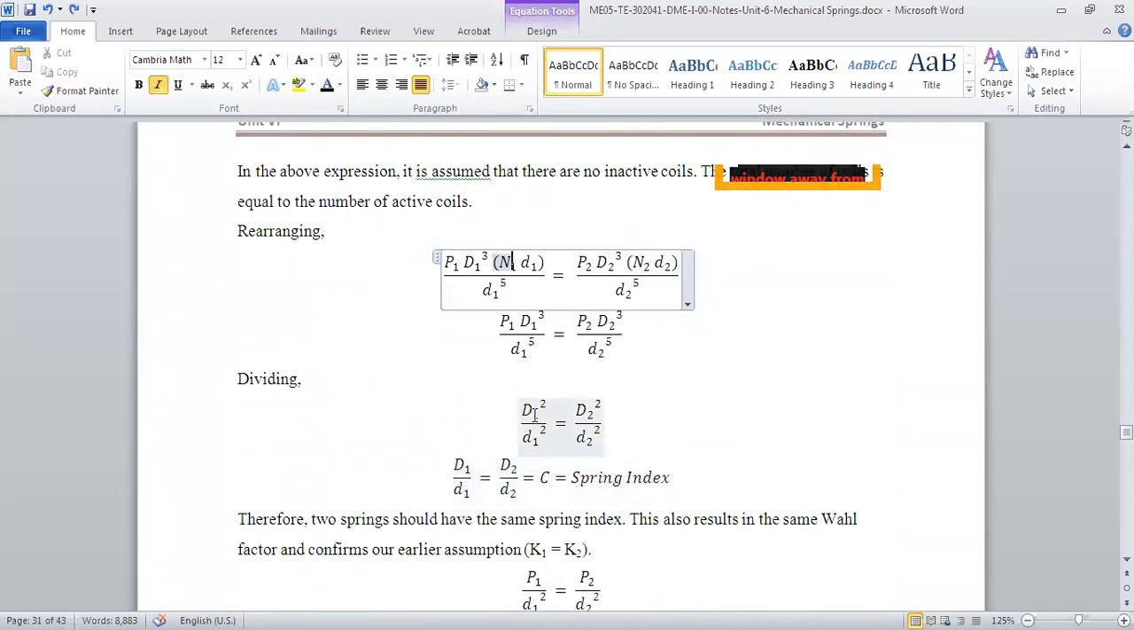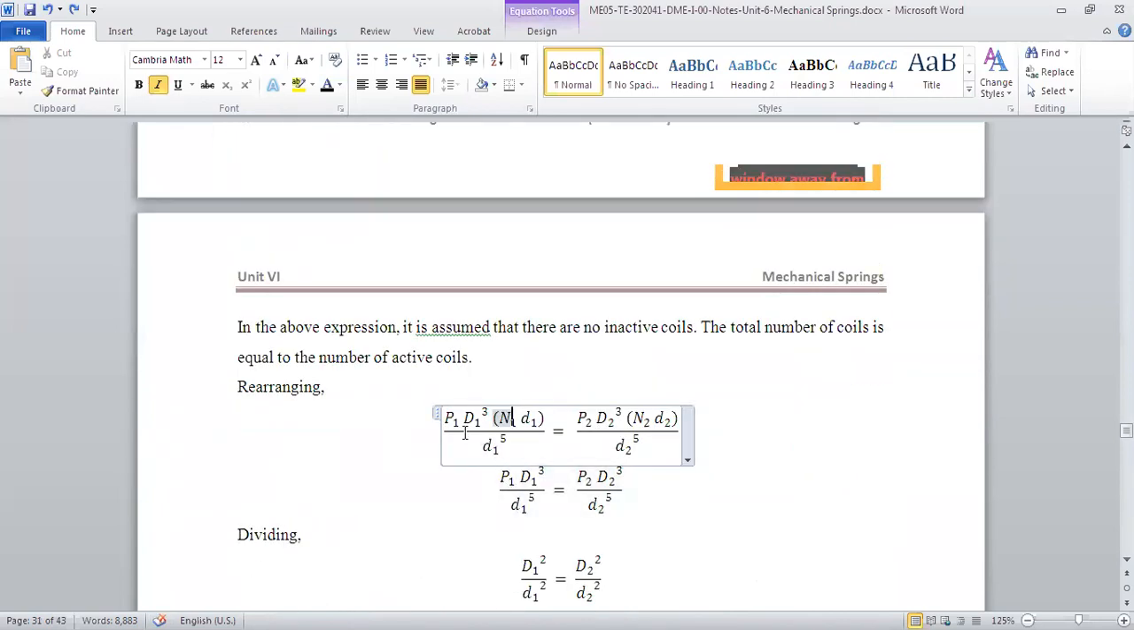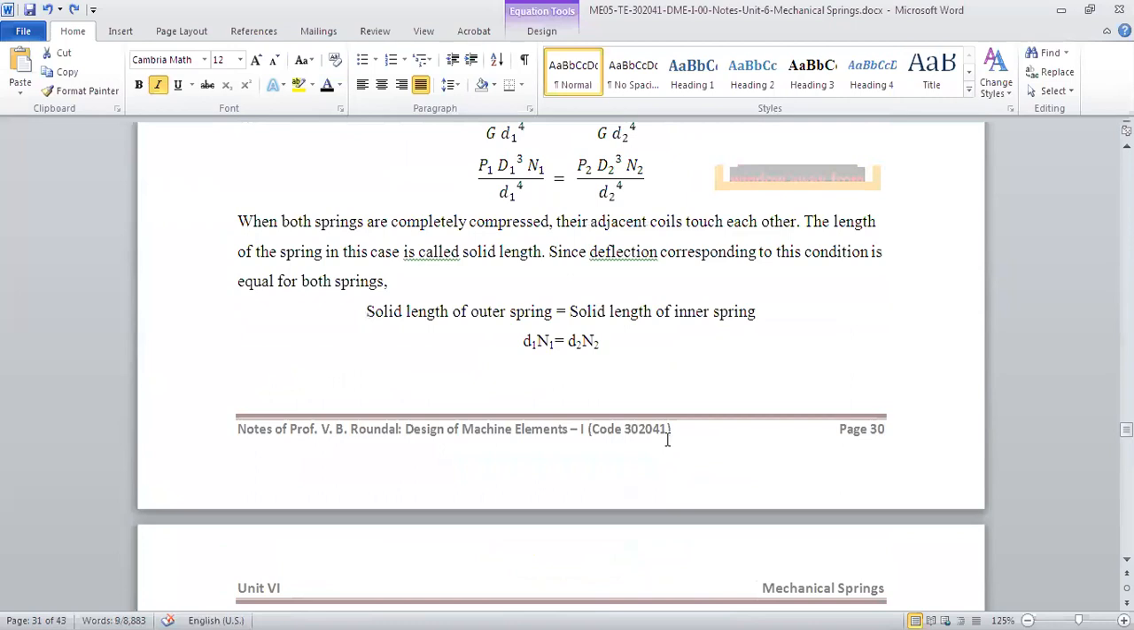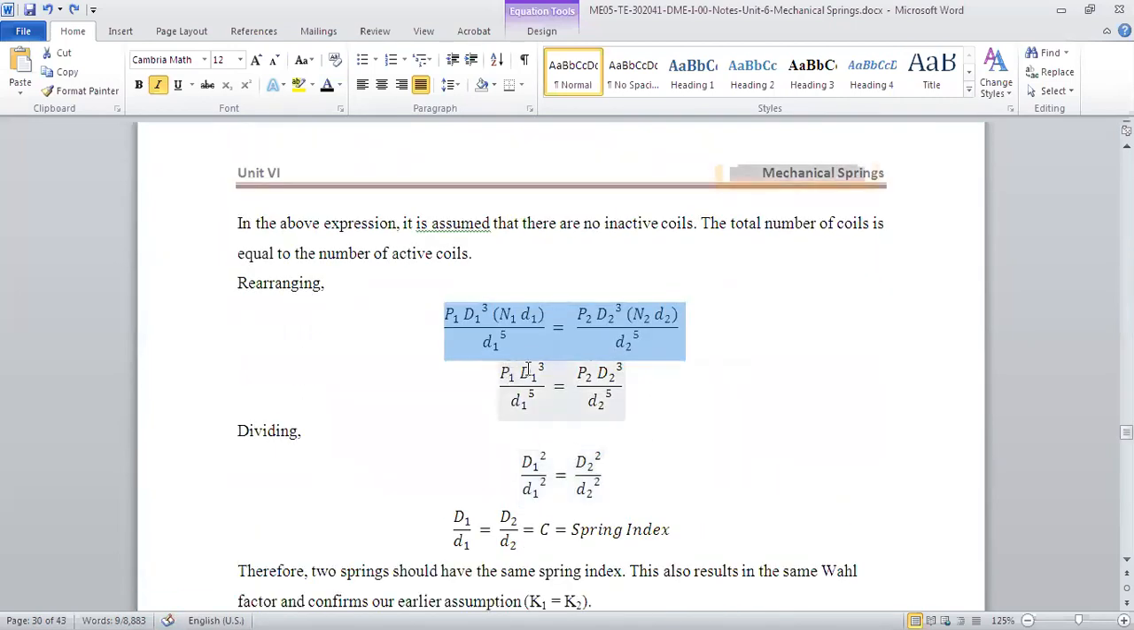And then we'll get D1 square. This we have got using the deflection, and from the shear stress we have got P1 D1 upon d1 cube. So here P1 D1 into D square and upon d1 cube into d1 square. Are you getting my point? So we will put here P1 capital D1 into d1 square, right?